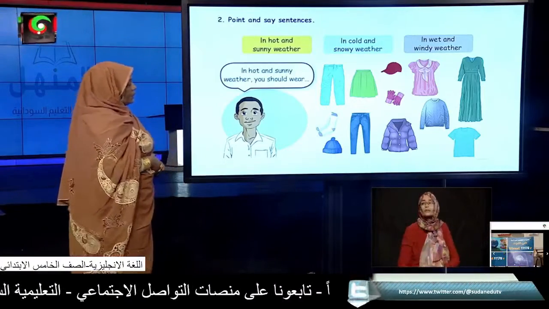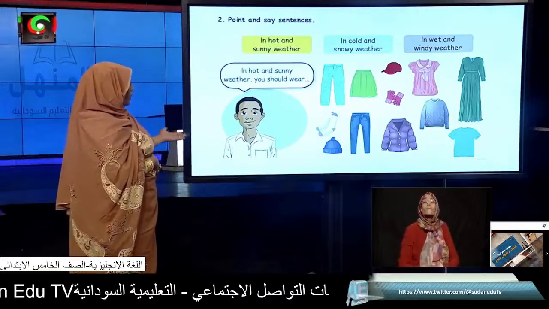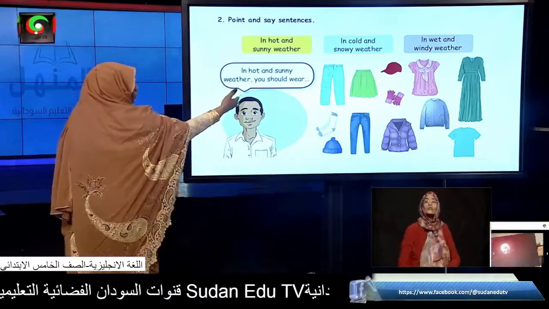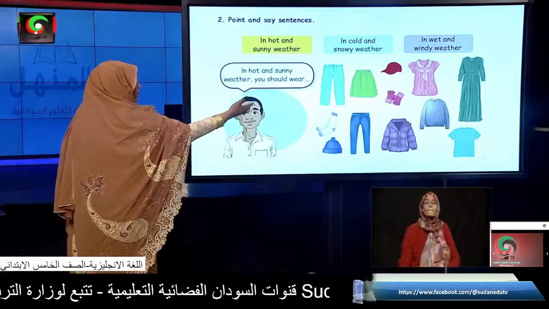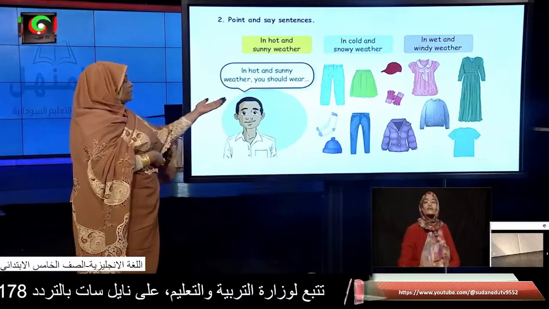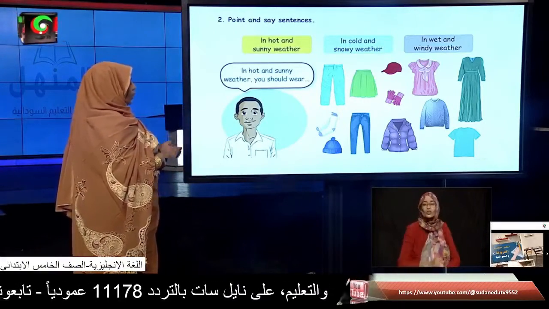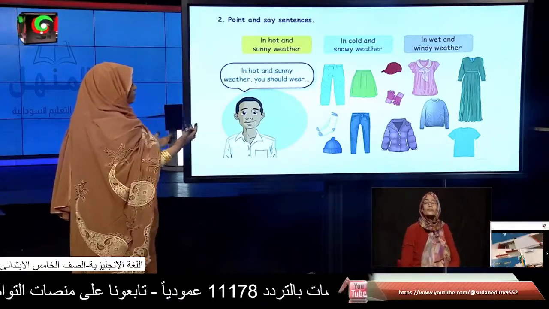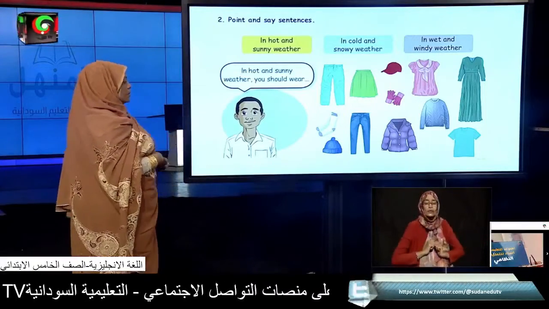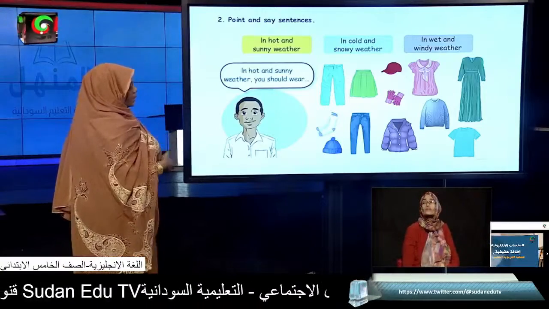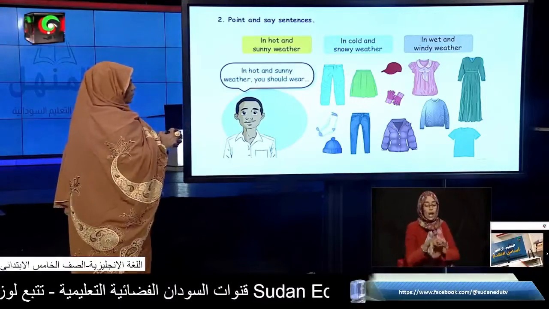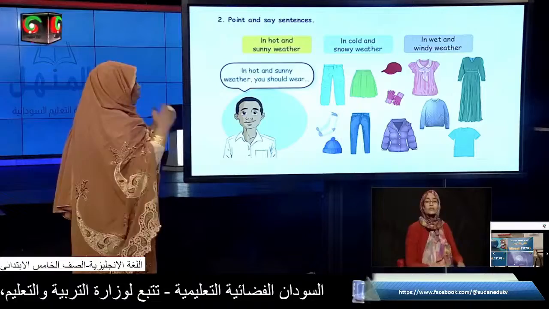So, let's have some examples. For example, in hot and sunny weather, you should wear a blouse. You should wear a cap. You should wear a dress. You should wear a t-shirt. In cold and snowy weather, you should wear what? Something that suits this weather. You should wear a sweater, a coat, and a warm gloves. What about the wet and windy weather? In this weather, you should wear gloves, socks, and a warm hat.